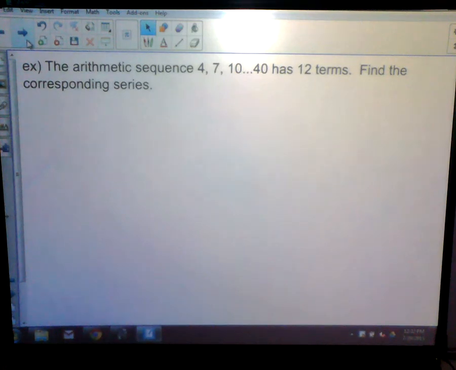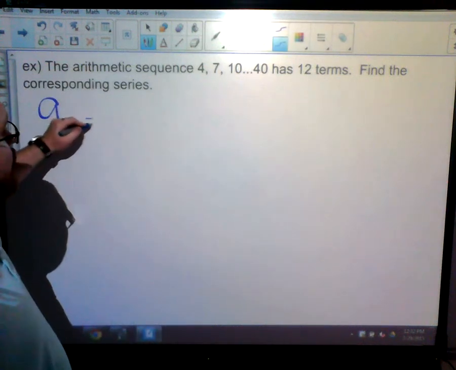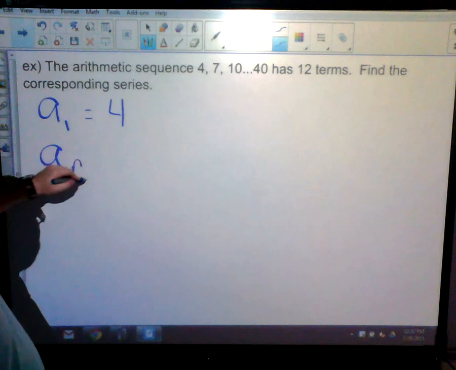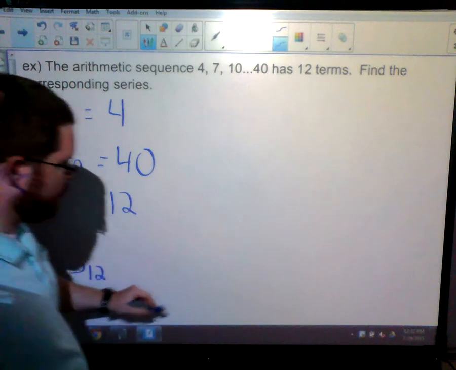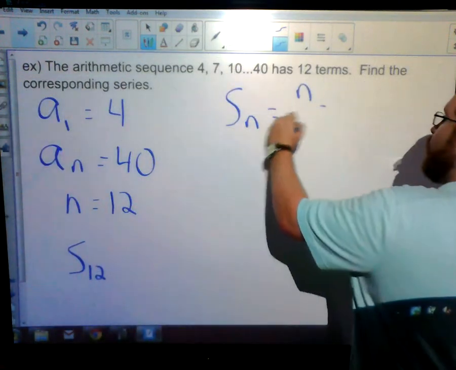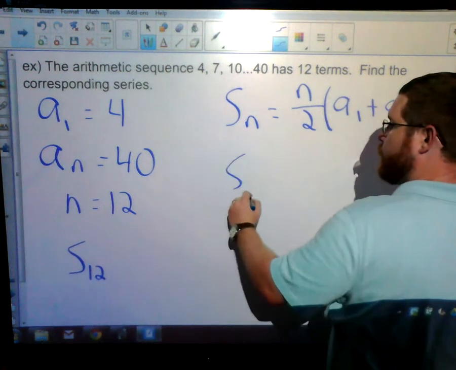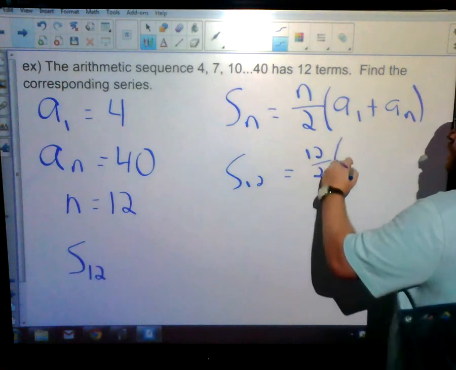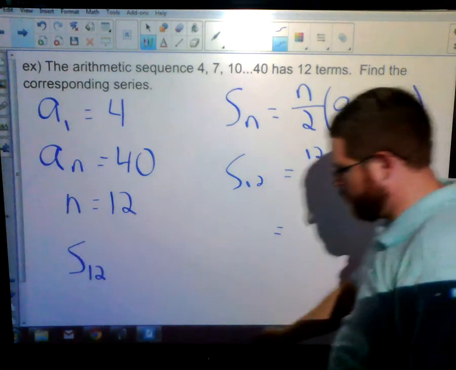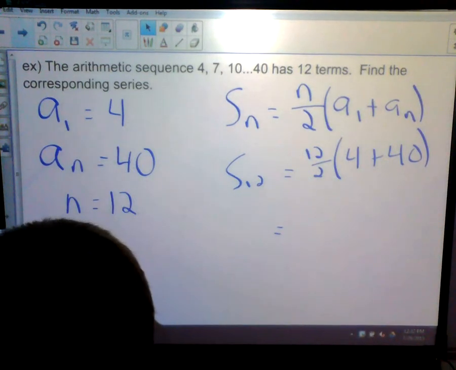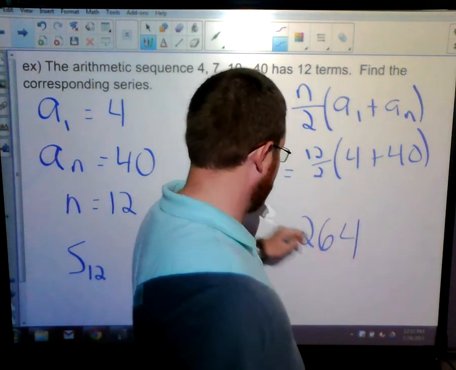The arithmetic sequence 4, 7, 10, all the way to 40 has 12 terms. Find the series. So I know that a sub 1 equals 4. I know that a sub n equals 40. I know that n equals 12. So I want to find S sub 12. So I'm going to use this formula. I know all of these things. So S sub 12 is 12 divided by 2, 4 plus 40. S sub 12 is 44 times 6, 264. That one's really easy.